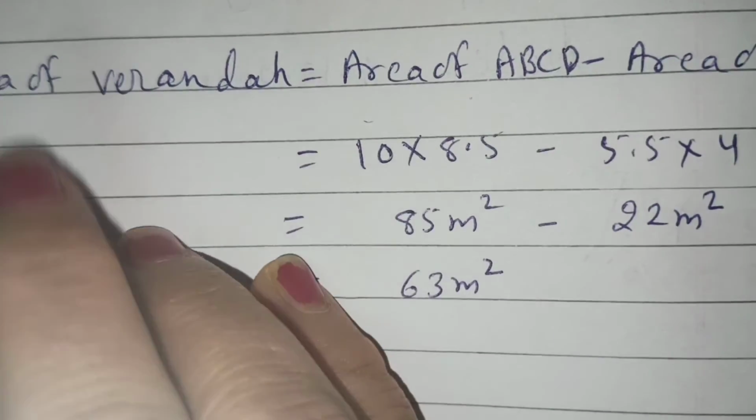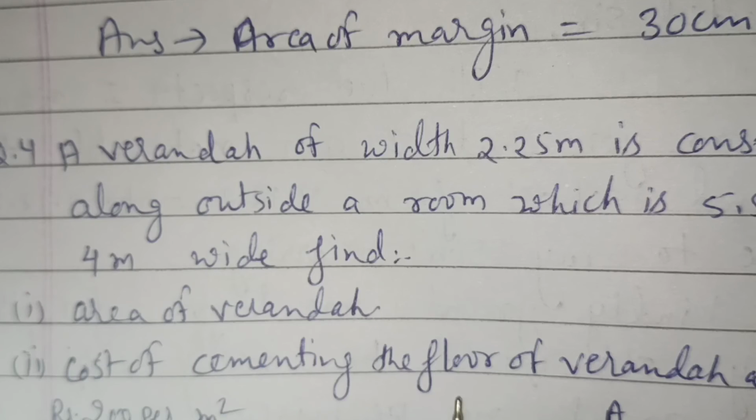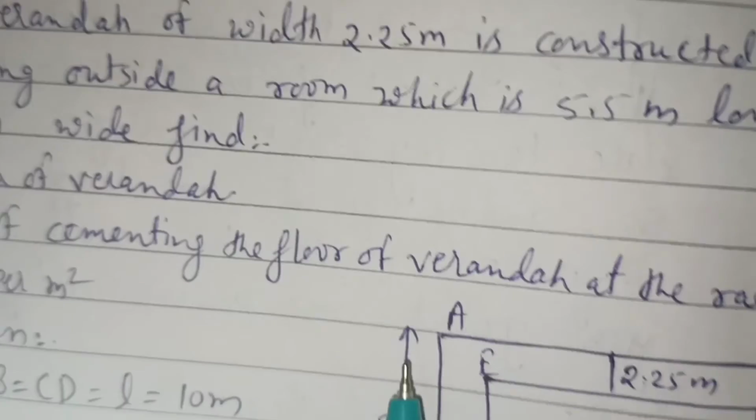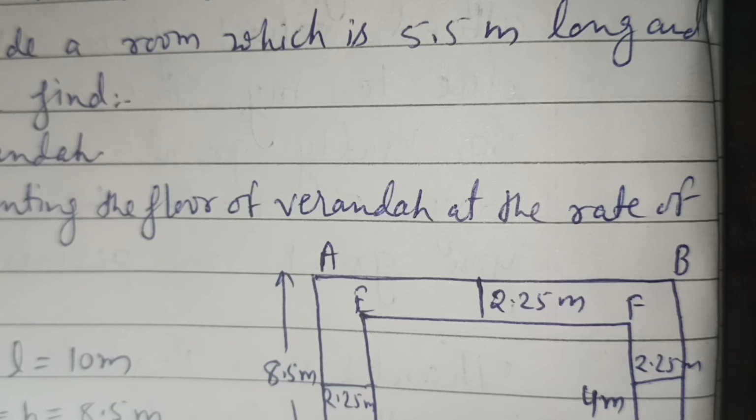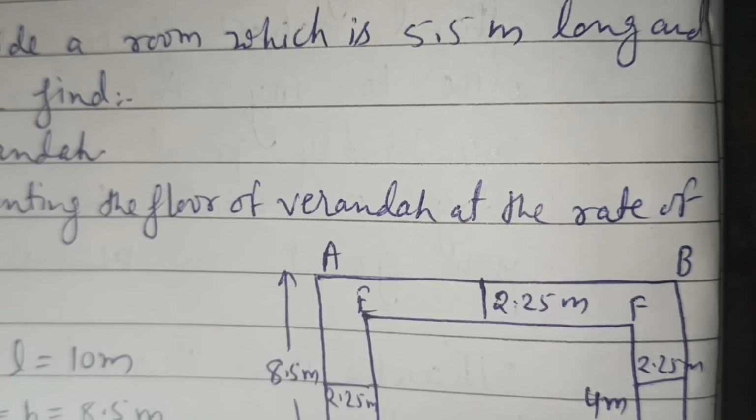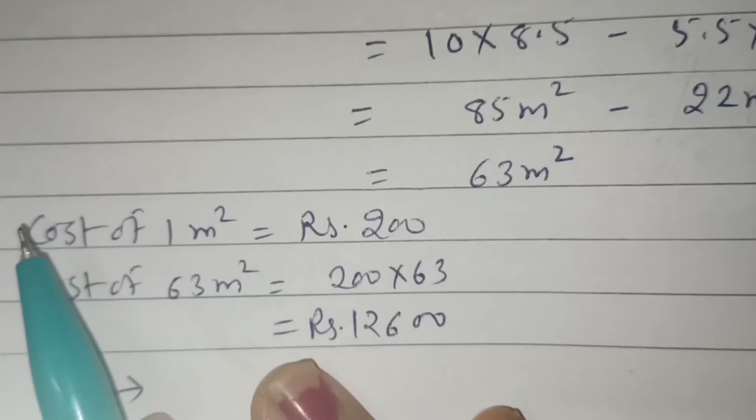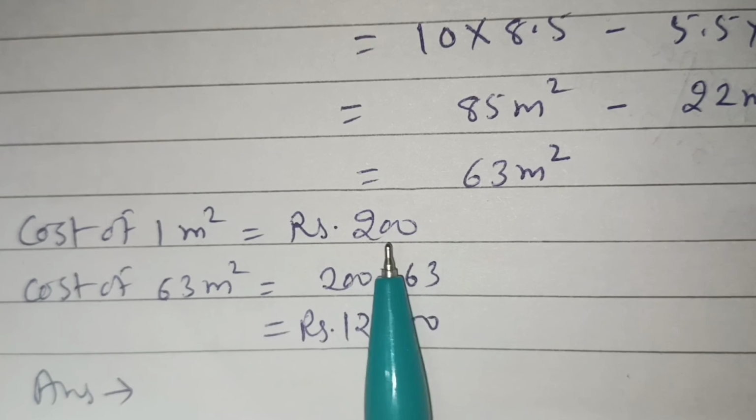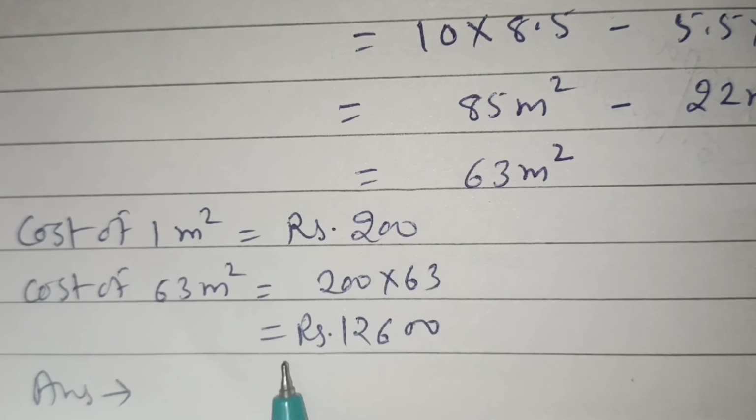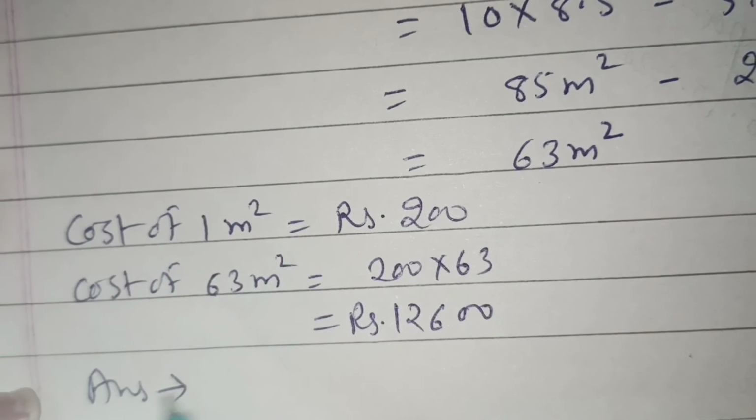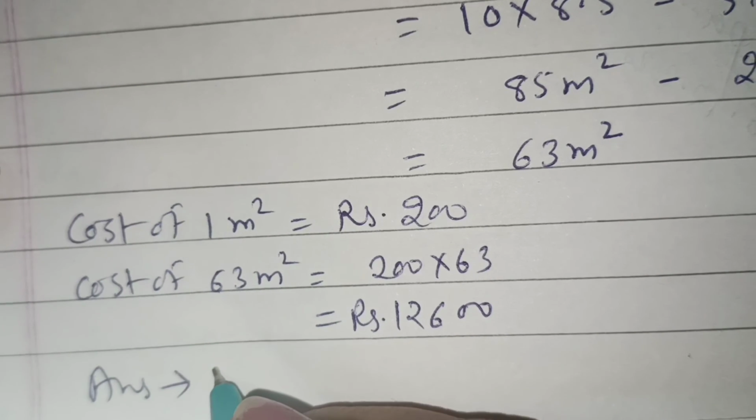Here in the second part, we have to find the cost of cementing the floor of veranda at the rate of rupees 200 per meter square. Okay, so the cost of 1 meter square is given as rupees 200. So the cost of 63 meter square will be 200 into 63. We got rupees this. And at last we will write the answer.